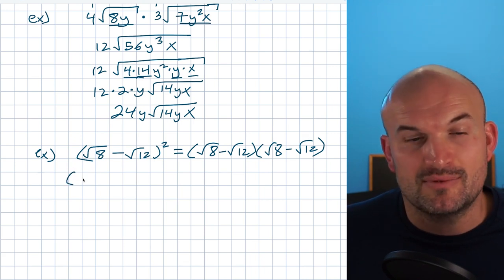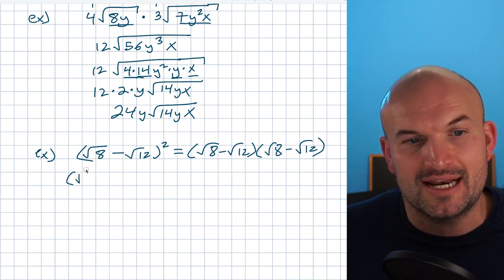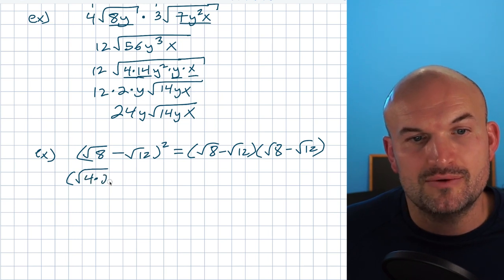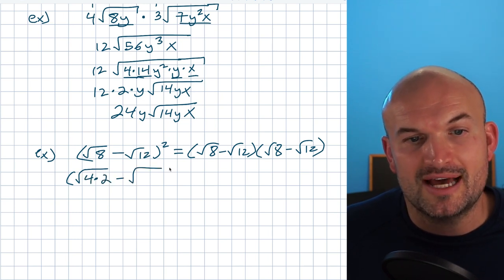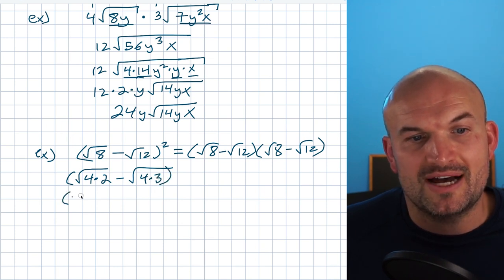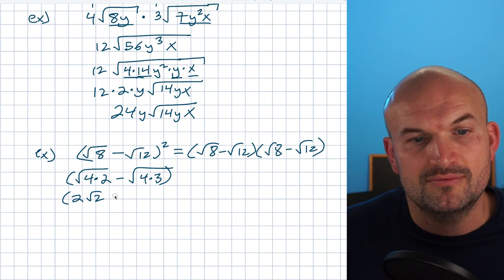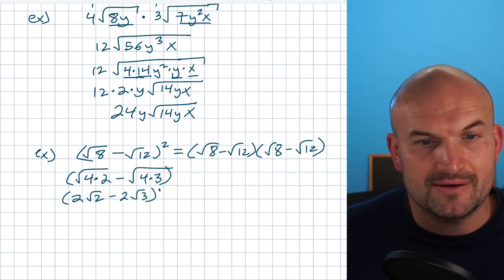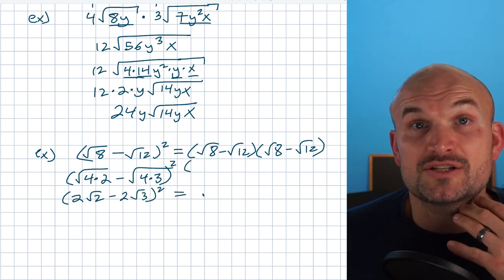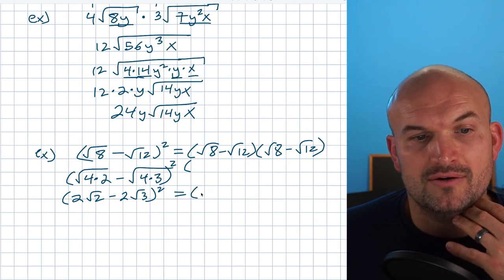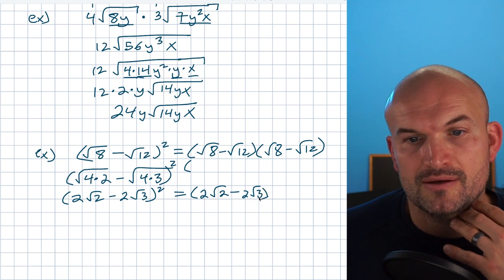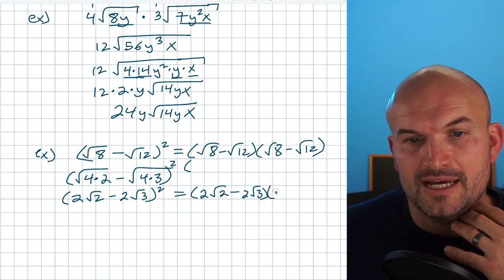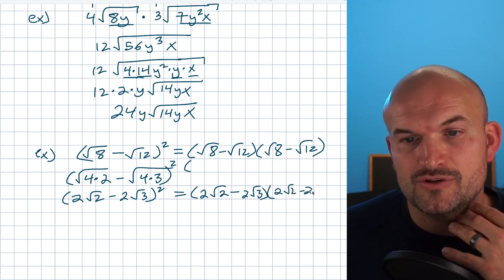So let's go ahead and simplify the square root of 8. I know I can rewrite that as the square root of 4 times 2, and the square root of 12, I can rewrite as the square root of 4 times 3. Therefore this can be simplified into 2 square root of 2 minus 2 square root of 3. Again, that's a quantity squared here, so let's rewrite this in expanded form: 2 square root of 2 minus 2 square root of 3 times 2 square root of 2 minus 2 square root of 3.